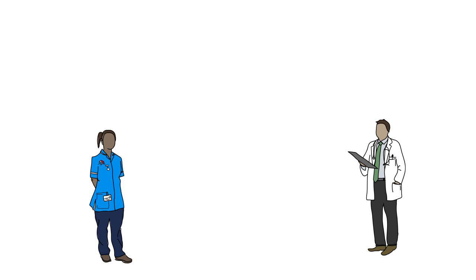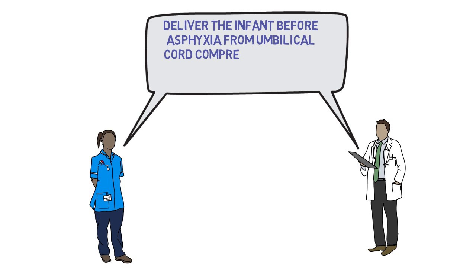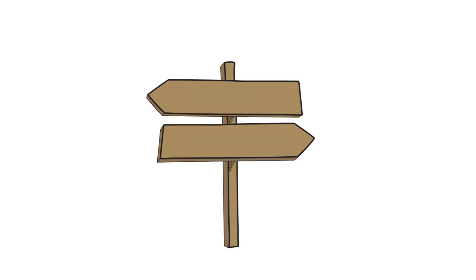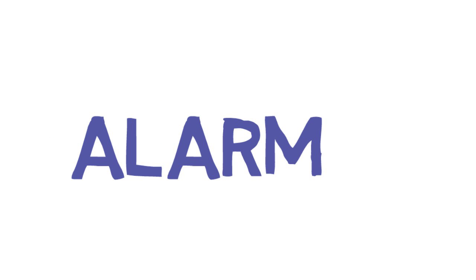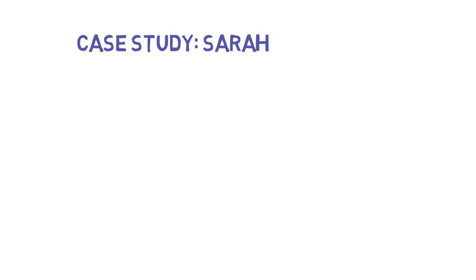The goal of management is to deliver the infant before asphyxia from umbilical cord compression occurs, without causing any fetal or maternal trauma. So, now that we know how to diagnose shoulder dystocia, let's talk about management. There's a helpful acronym to remember the steps of how to manage shoulder dystocia. It's called ALARMER. Let's use a case study to go through the acronym and learn the management of shoulder dystocia.